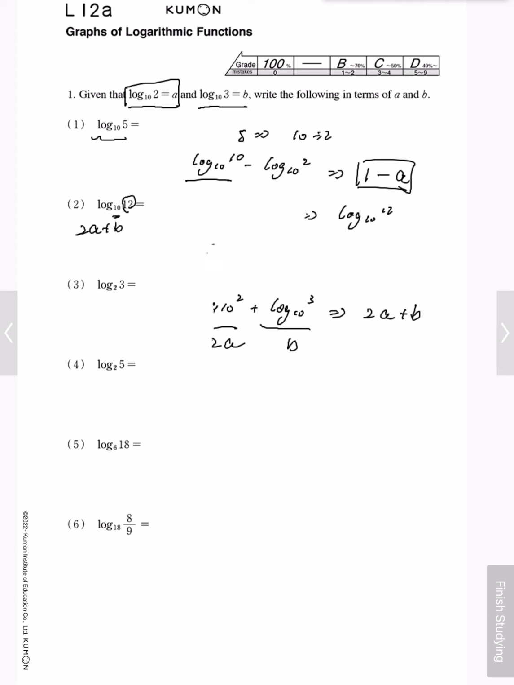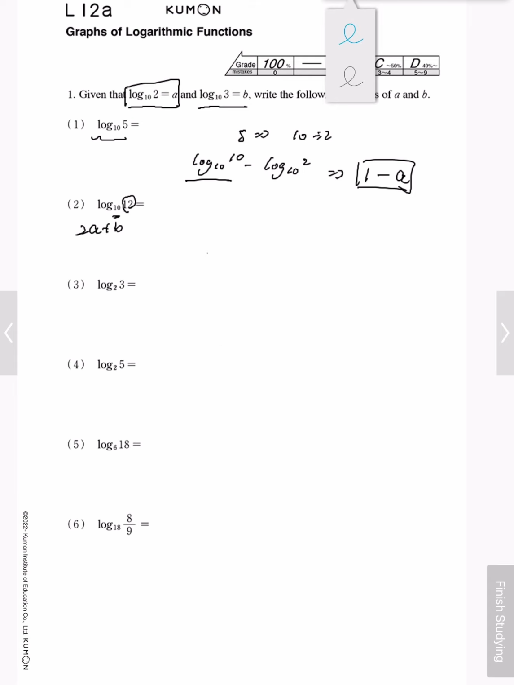Again, the answer book does not show the detailed steps one by one, so I'm breaking it down so then you guys will know exactly how I get to these functions, okay? So number 3, I have log base 2 of 3. I need tens, right? So I put a 3 here, I put a 2 here, log base 10 of 3 and log base 10 of 2. And it's pretty self-explanatory. I have the b on the top and a at the bottom.